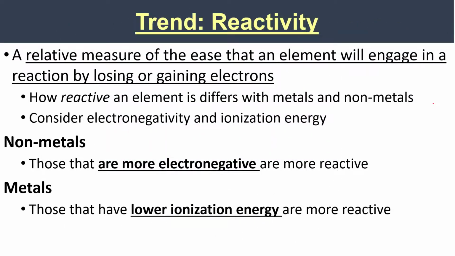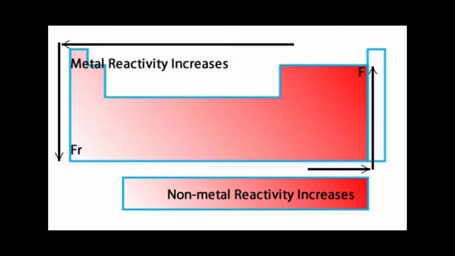Okay, the last trend we're going to talk about is reactivity. And we've talked about this a little bit as we've gone through this unit, but now we are officially throwing it at you. Basically, reactivity is a relative measure of the ease that an element will engage in a reaction by either gaining or losing electrons. It is important to make a note that reactivity for metals and nonmetals are opposite one another and different.